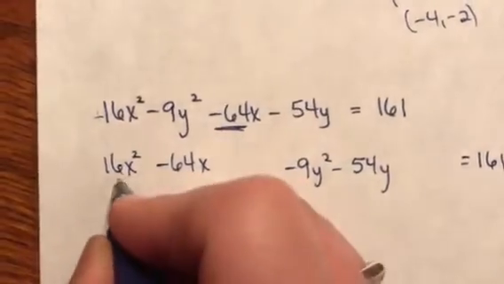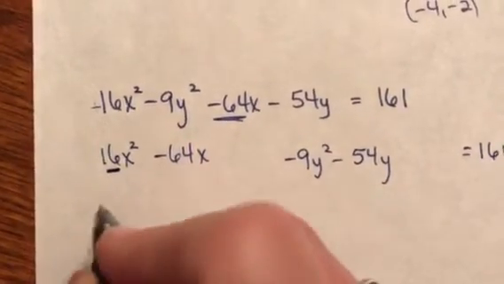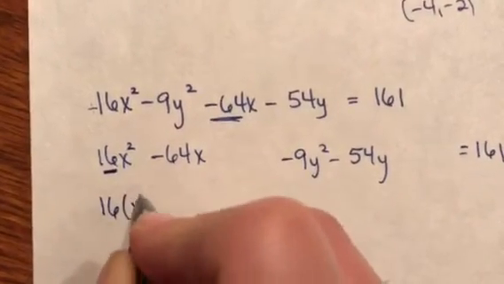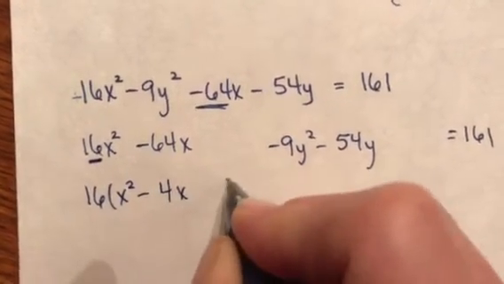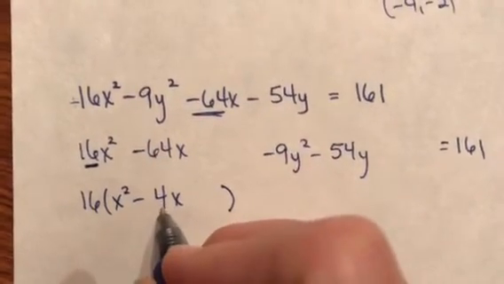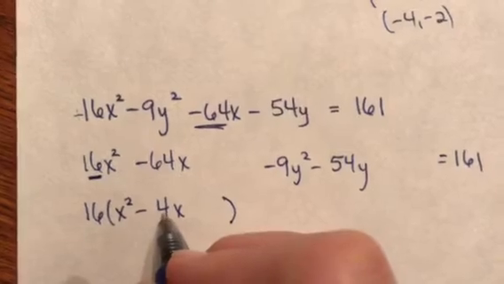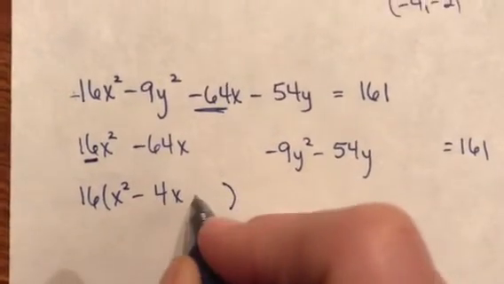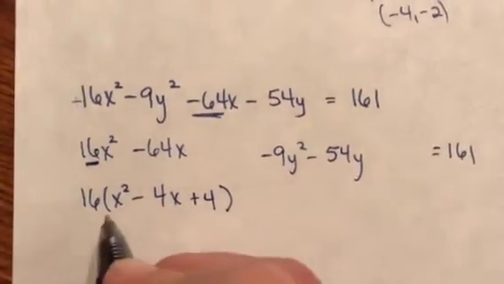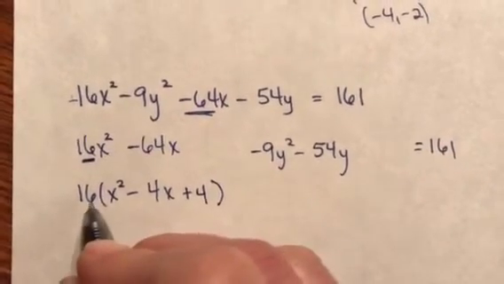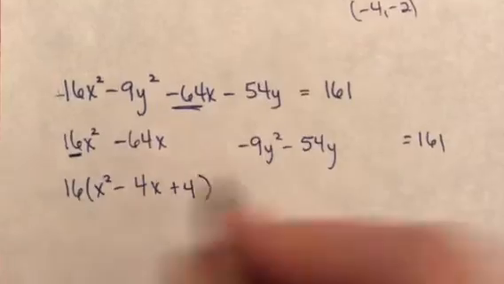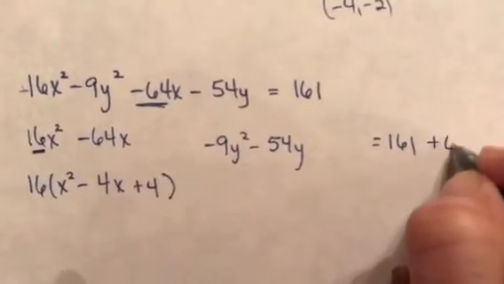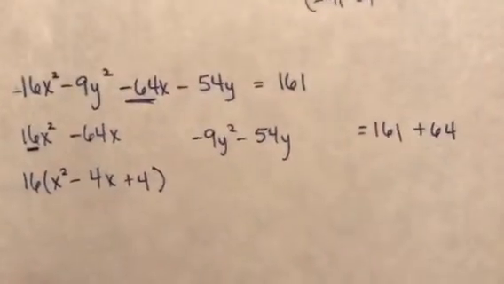Okay, so when I complete the square, remember this has to be a 1. So I'm going to pull out my 16. 16 goes into 64 4 times. Okay, so I'm going to half it and square it. Half of 4 is 2, and if I square it, I get 4. Now look, you didn't just add 4, you added 16 times 4, which is 64. So what I do on the left, I've got to do on the right. So I've got that over there.